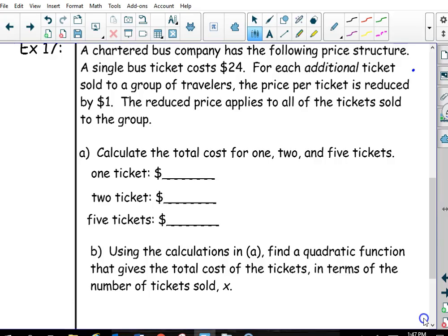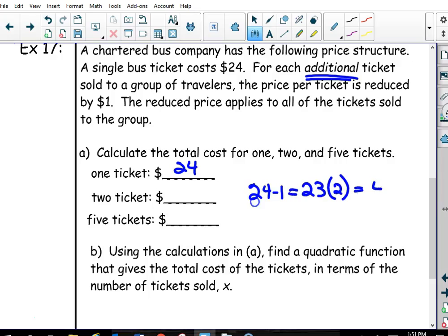So they've got this cool deal where they have $24 tickets, and then if you have more than one person, they're going to reduce each ticket price by $1 for each additional person. All right, so one ticket's $24. 2 tickets, we're going to take 24 minus 1, and that's the reduction in price of each ticket, $23, and we're going to buy 2 of them. So we get $46.